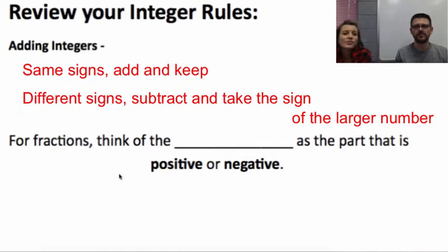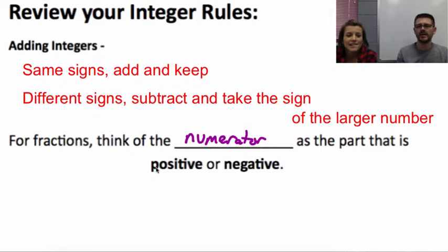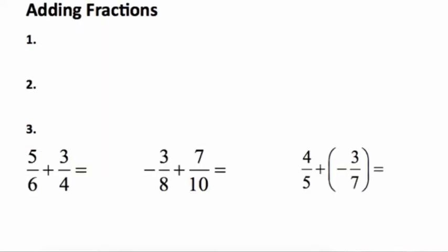Review our integers rules. Same signs, add and keep. Different signs, subtract. Take the sign of the larger number. Then you'll be exact. For fractions, like we talked about in the last one, think of the numerator as a part that is going to be positive or negative. So when you rewrite the problem, put that negative sign with the numerator in the fraction as opposed to next to the whole fraction.